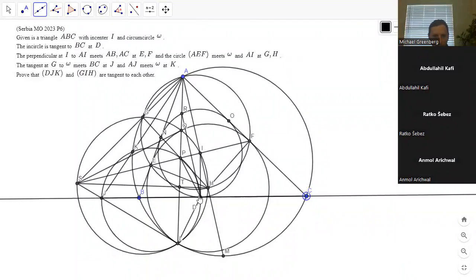So we have this and this. We want to show that. Yeah, I just don't know where DL would intersect it, but we want to show that those points are harmonic.